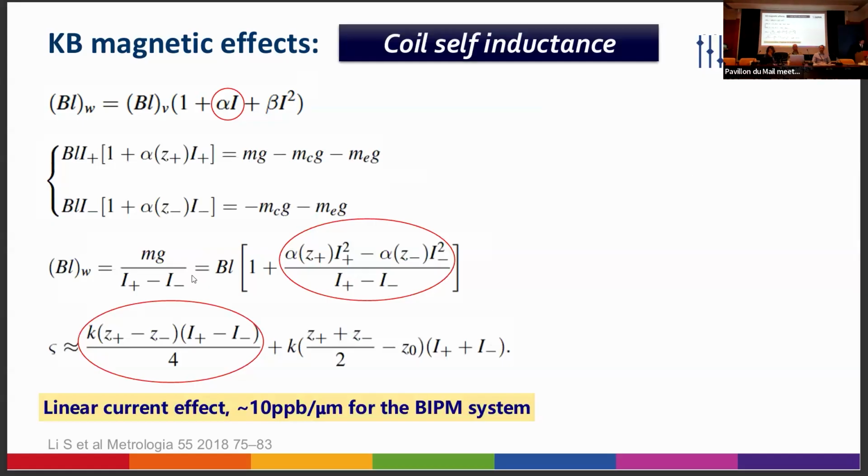But where does the bias come from? It's mainly due to the coil position change during muscle on, muscle off. Your coil, your mechanical system will be stretched. There's some deformation, and this will cause some displacement for the weighing positions on muscle off, and this will generate a considerable correction for your BL value. And we did a calculation on the BIPM system. It is 10 ppb per micrometer, which is significant.